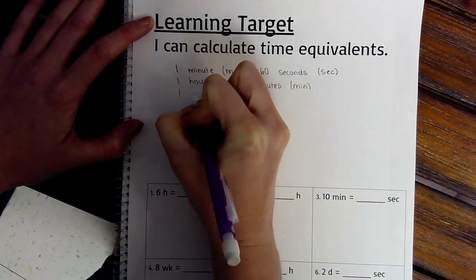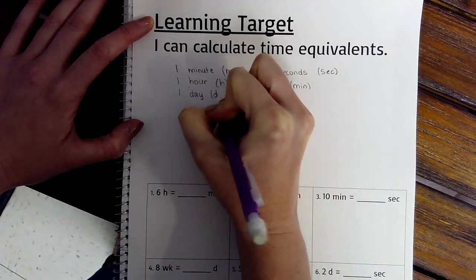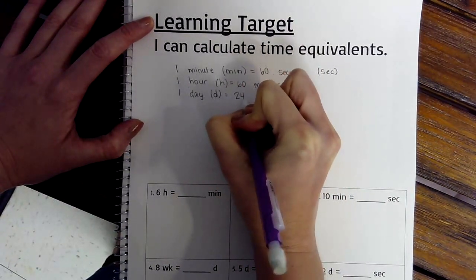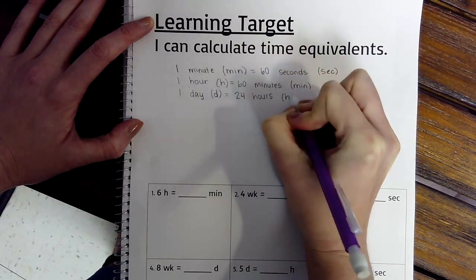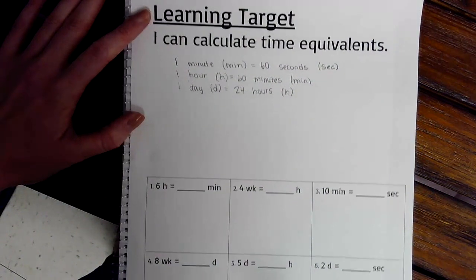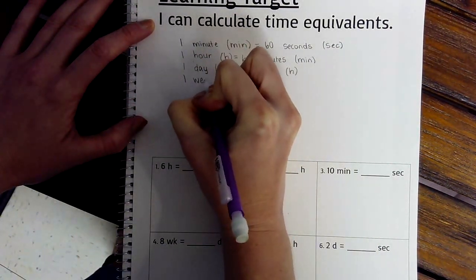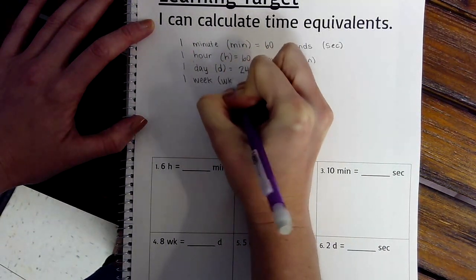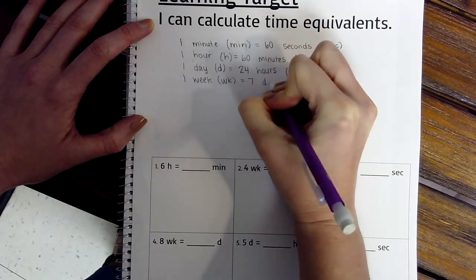Next, 1 day. Our abbreviation will be the letter D, is equal to 24 hours. We have 3 more. The next one is 1 week. That abbreviation is WK, is equal to 7 days.